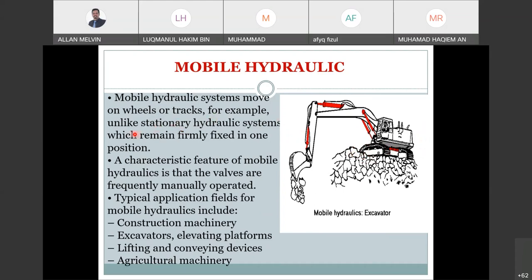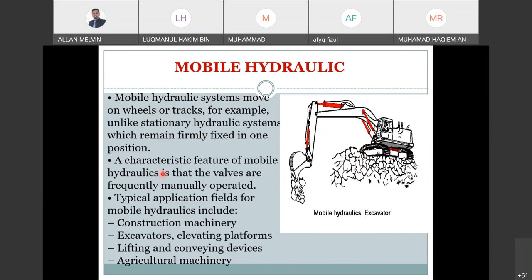Okay, for example, unlike stationary hydraulic system which remain firmly fixed in one position. Mobile hydraulic, you can move using wheel or track. Okay, so wheel or track is depending on the nature of the work lah. Kenapa yang excavator ni digunakan rantai? Because the nature of the work. Dia kena turun dalam longkang, dia kena naik dalam atas bukit. So kalau roda tu dia tak boleh naik in a certain place. So is wheels or track is depends on the nature of the work.